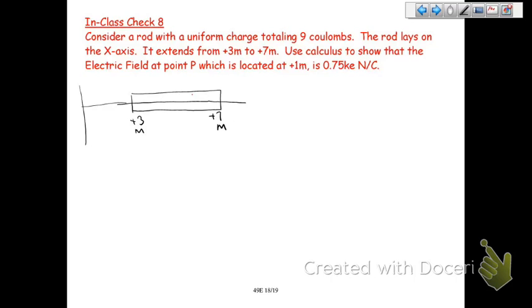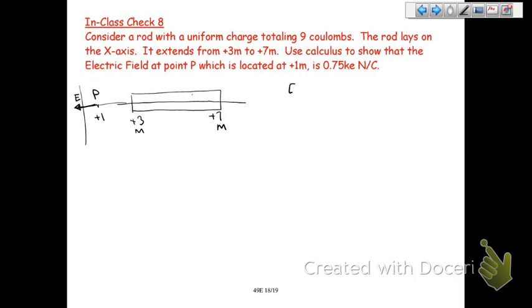Use Coulomb's law to show that the electric field at point P, which is located at +1, is that number there. Okay. So I want my electric field. This is a positive charge. Let's say my electric field is pointing in that direction. I don't care because it's asking for a magnitude, but let's just imagine it like that.